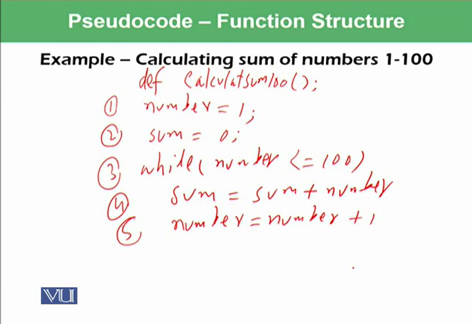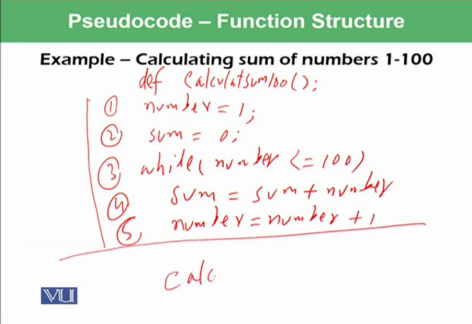So wherever we want to execute these 5 statements, we can write only calculate sum 100. Wherever this statement is written by you in your application, or by some of your friends, or by some of your predecessors or successors, these 5 statements will be automatically executed.